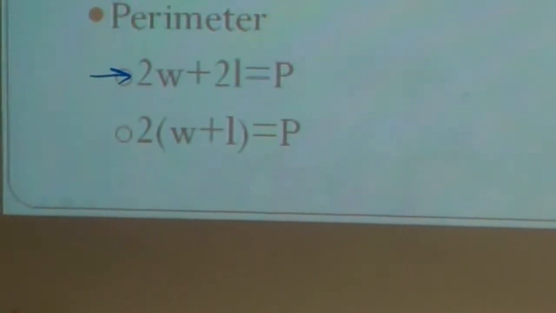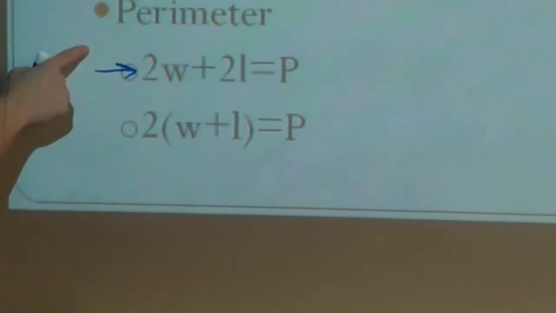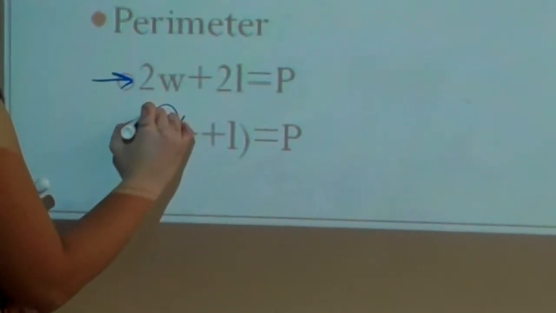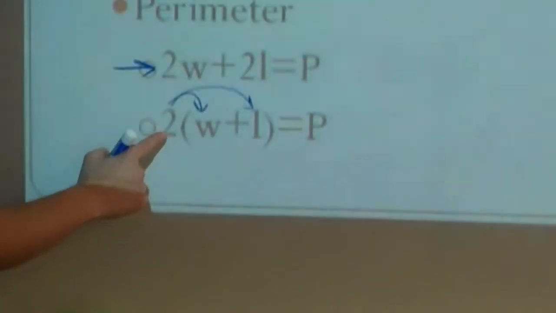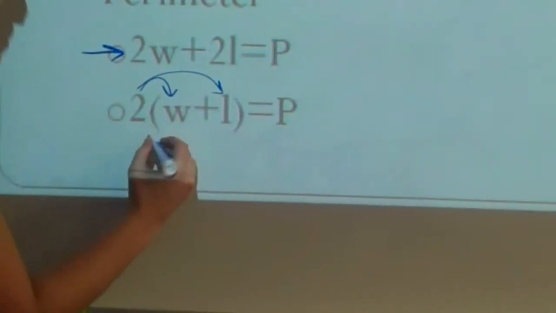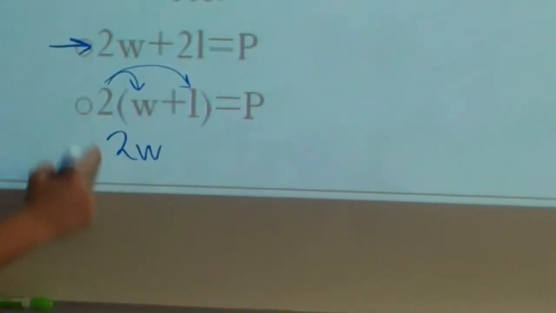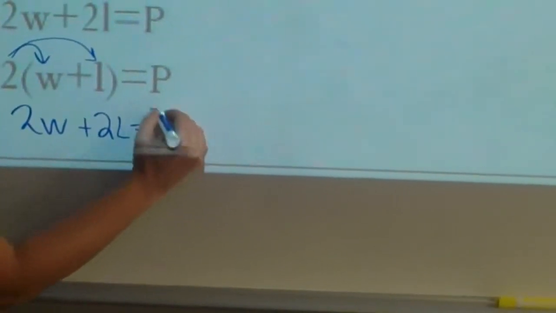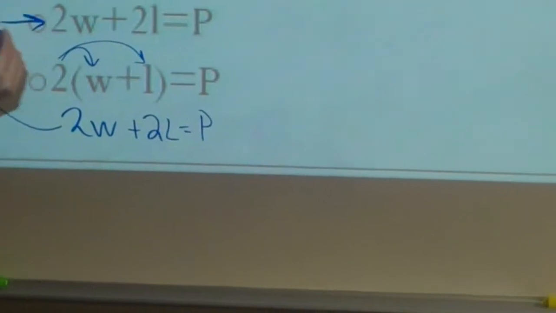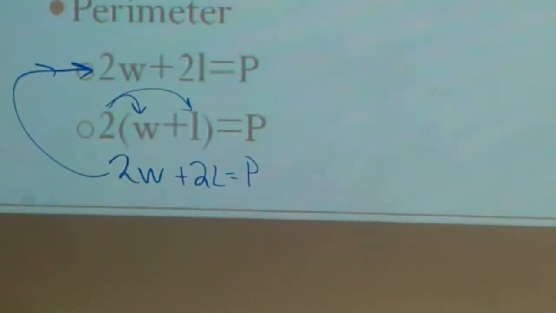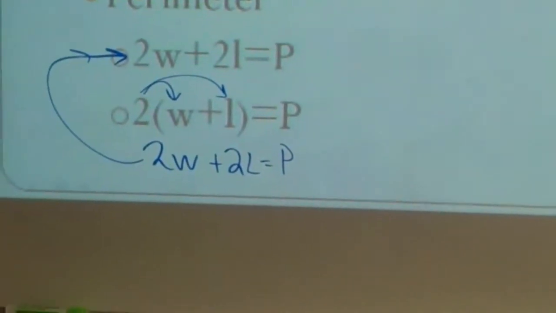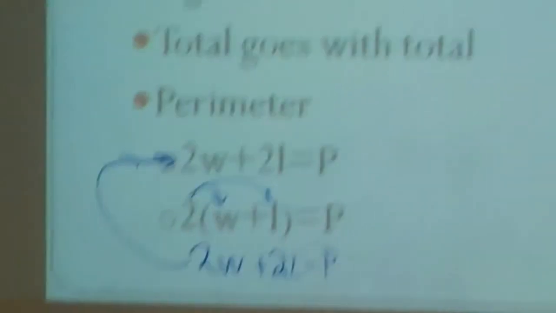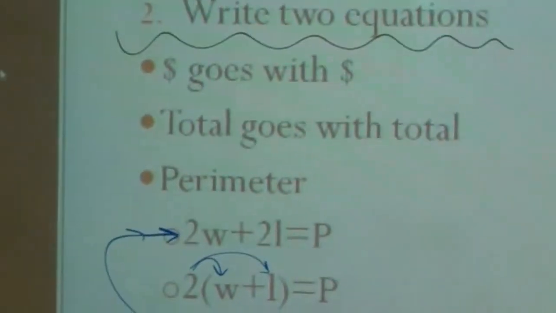Real quickly, I'm going to show you that this bottom one and this top one are the same. This is distribution, because the number is outside the parenthesis. 2 times w is 2w, and 2 times l is 2l, equals p. Doesn't that look exactly like the first one? So it's the same thing. Don't let it freak you out by the fact that it looks different. We're going to go ahead and try a word problem using these steps.